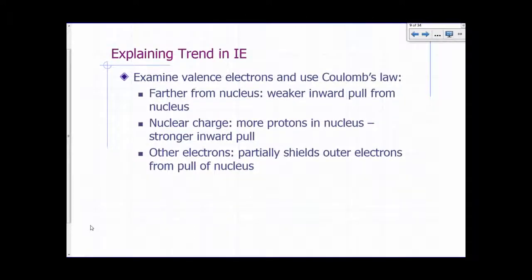How do we explain the trend in ionization energy? What you need to do is examine your valence electrons and use Coulomb's law. In general, remember it's the valence electrons that you need to get rid of, that will be lost by the atom when it ionizes, right? And we talk about ionization energy.